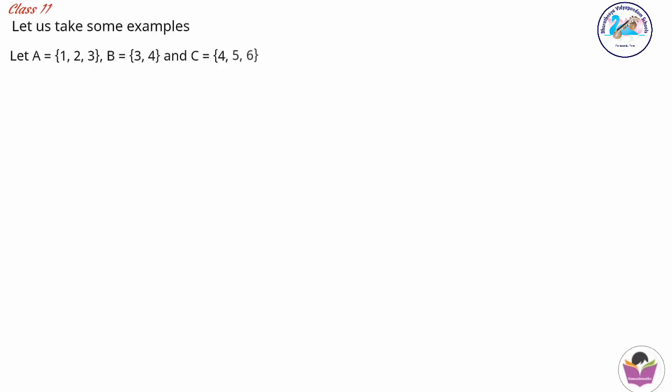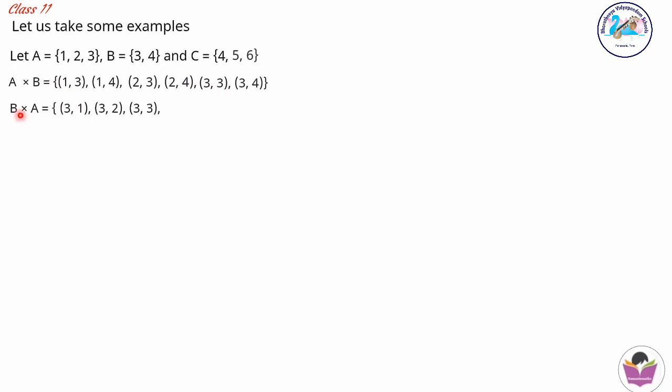Now let's take some more examples. Here there are three sets. A is equal to the set {1, 2, 3}, B is equal to the set {3, 4} and C is equal to the set {4, 5, 6}. Let's find out A cross B. When we take A cross B, the first element is from set A, the second element is from set B. So set A's first element is 1. 1 we can pair with 3, and 1 with 4, it is written. Next is 2. 2 we can pair with 3 and 4, that is written. Next is 3, (3, 3) and (3, 4), that is also written. So A cross B is ready here. This is the A cross B set.